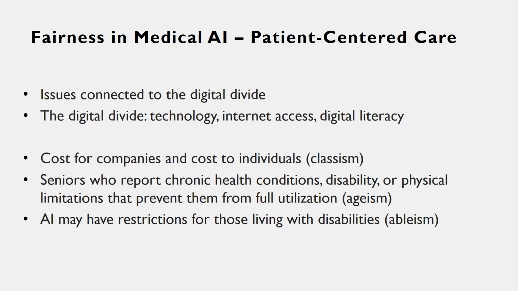A lot of people can't afford a smartphone. A lot of people can't afford unlimited data per month, things like that. Seniors who report chronic health conditions, disability, or physical limitations that may prevent them from full utilization, that's around ageism, right? Older adults are great with smartphones. I think there's a lot of misconceptions that if they're an older adult, they need so much help. But sometimes those living with, again, complexities of individuals, so older adults with chronic health problems and disabilities, might have problems using smartphones, using technology. How are they going to get AI?